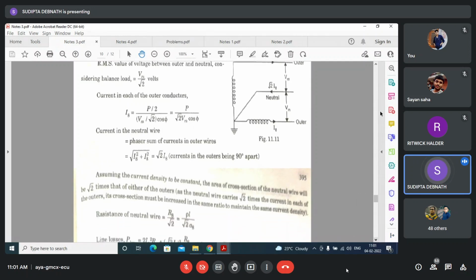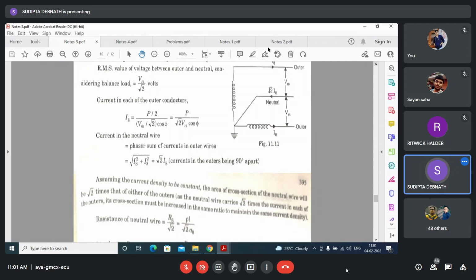Now, resistance of the neutral wire: I have told that if the cross-sectional area is increased by √2 times, resistance will decrease by √2 times. So if the resistance of the outer conductors is RA, the resistance of the neutral wire is RA by √2. Okay, so it is rho L by A, meaning √2 into A.